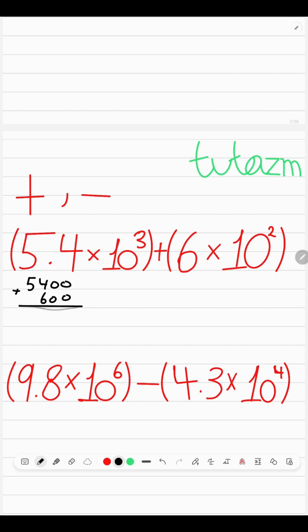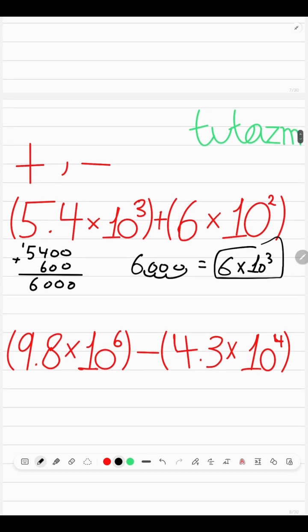We can then add these two together, so 0 plus 0, 0, 0 plus 0, 0. 4 plus 6 is 10, so 0, carry up 1, and then 6,000. We know the decimal point would be here, just move 1, 2, 3, so that would be 6 times 10 cubed, and that is our final answer.